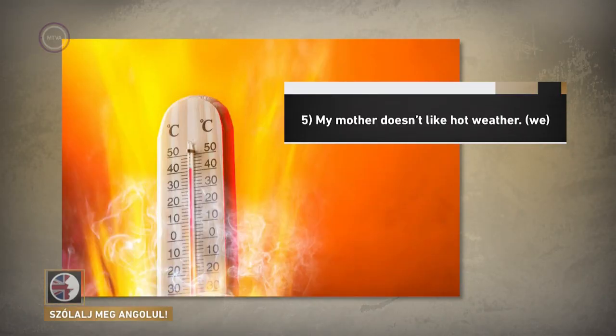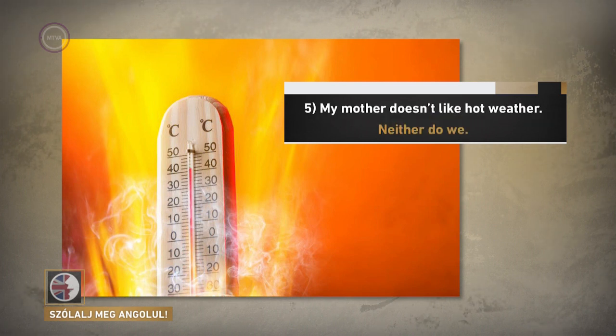A sentence about my mother and what she likes, or rather, what she doesn't like. And the fact that we can see not means that we know that this one is negative, which means what? Yes, that means that here, in the short agreeing part, we need neither, not so. Okay, what have you got? That's right, my mother doesn't like hot weather, and neither do we. My mother doesn't like hot weather, neither do we. Easy, on we go. Next.